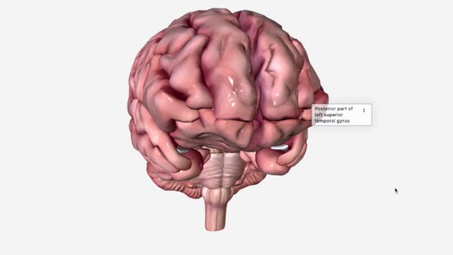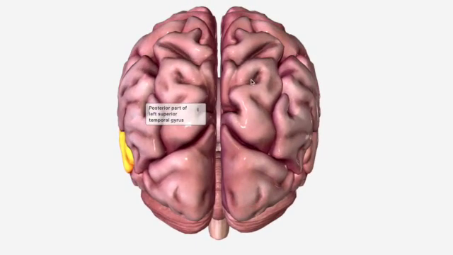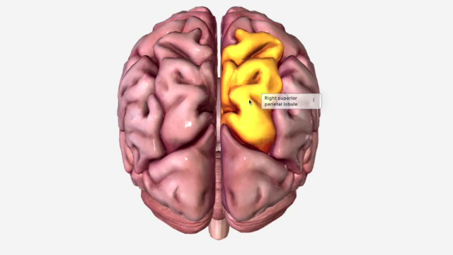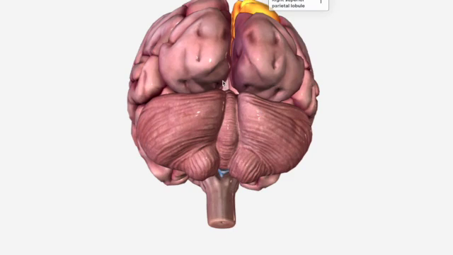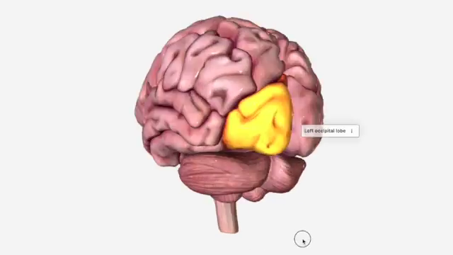Then we have the parietal lobe. It could be back here. We have the left superior and right superior. We have the occipital lobe, which is left and right. Now we're going to go back and look at the frontal lobe.